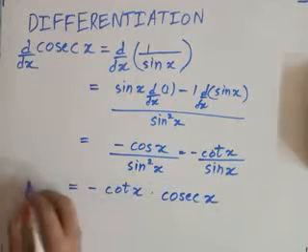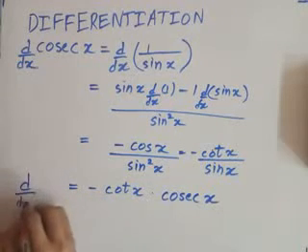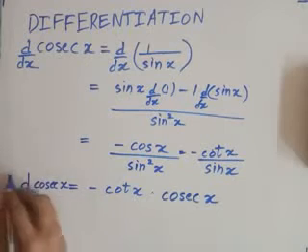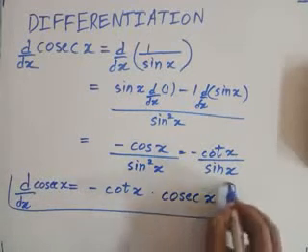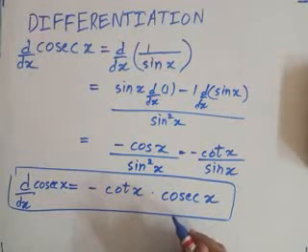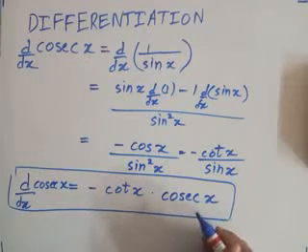And so finally, the derivative of cosec x is minus cot x multiplied by cosec of x. Now let's move on to the last one.